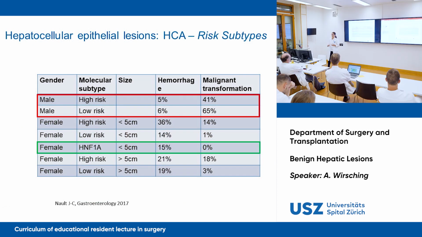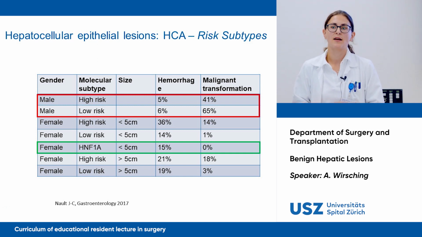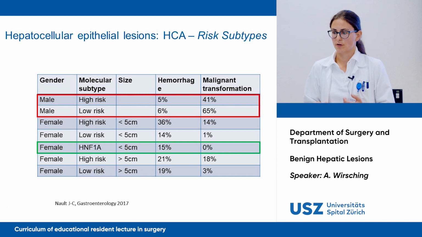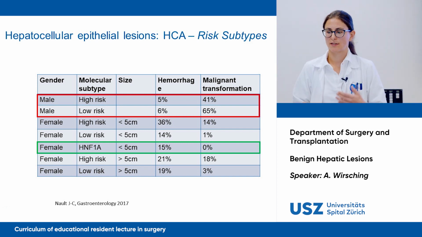Here's a short summary putting together the high risk and low risk groups we got to know. So we see here that the high risk molecular subtypes and the low risk molecular subtypes, both, if they occur in men, have a high rate of malignant transformation, which leads to the hypothesis or to the recommendation to resect every hepatocellular adenoma in men. So there's a difference between females and men, and in men, every hepatocellular adenoma should be resected.